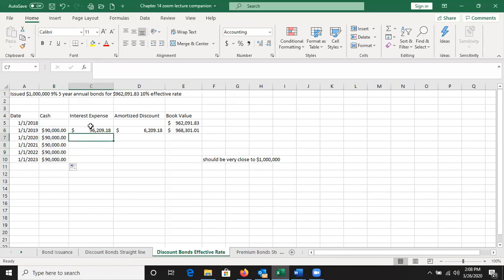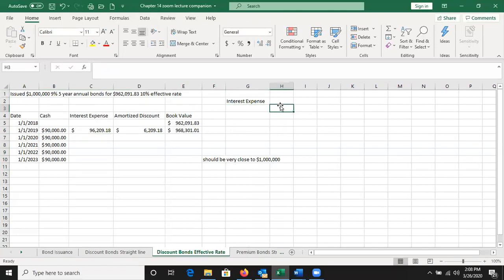Real quick, before we go on, let me make just one journal entry for this first interest. So interest expense is an expense. We're going to debit it. We're going to credit cash because that's what we're paying out. And we're going to credit the discount on bonds payable.